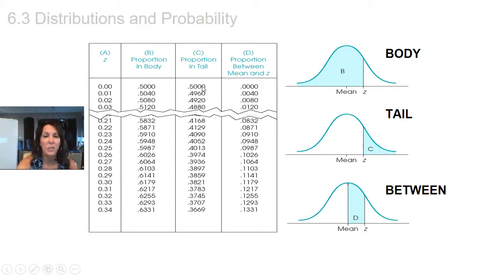Column C is the one we're going to use quite a bit. This is the proportion in the tail, because we're going to be looking for events that are very unusual in statistics. And column C shows us the proportion in the tail, or how much is in this tail area. The last column, column D, is going to show us how much is between the mean and some z. That z might be above the mean, that z might be below the mean. We can use this table for positive or negative z's. And the same goes for the tail. It might be on this side or it might be on this side. Doesn't matter. We just take the absolute value of the z.